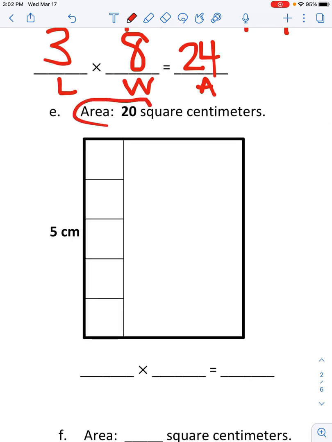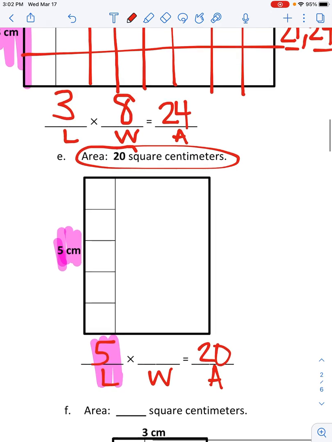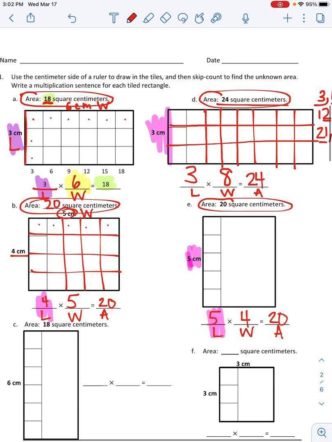Next one, area. They give it to us this time. It's 20 square centimeters. So I will write in my equation length times width equals area. I will fill in the 20. I know that the length is 5. So I will write 5 times something equals 20. So now I can skip count. 5, 10, 15, 20. Well, it's 4. We just knew that, and we could look at this based on the commutative property, right?